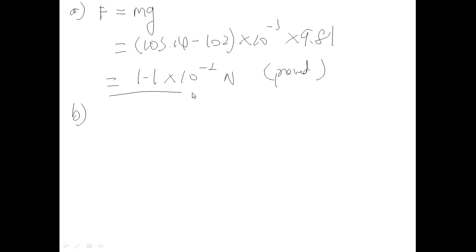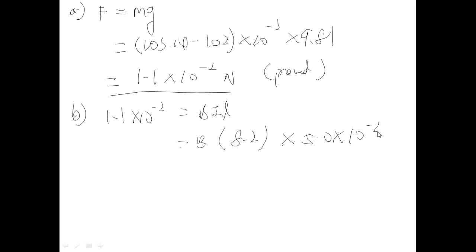Now part B is to find the magnetic field. Since I have the force over here, according to Newton's third law, my magnetic field force will be equal to the gravitational force. So 1.1 times 10 to the power negative 2 will be equal to BIL. B is what you have to find. The current here is 8.2, so 8.2 times the length, which is 5.0 times 10 to the power negative 2. So my magnetic field here will be 0.0268, so it will be around 0.027 Tesla.